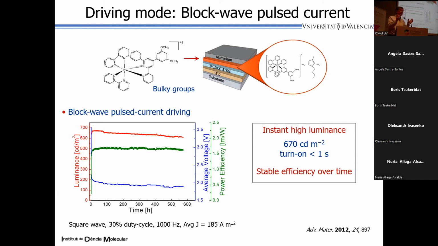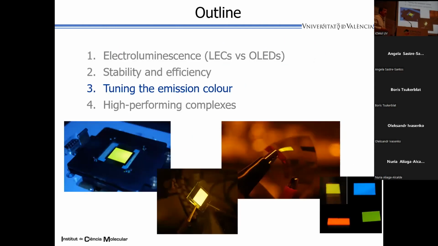In that way, you have devices with an instant high luminescence in less than 1 second. The light emitted is quite high, almost 700 candelas per square meter. And the most important, look at the light emitted. The luminescence is stable over time. You have thousands of hours with the device emitting light. Okay, we have solved more or less the stability and the efficiency of the device.